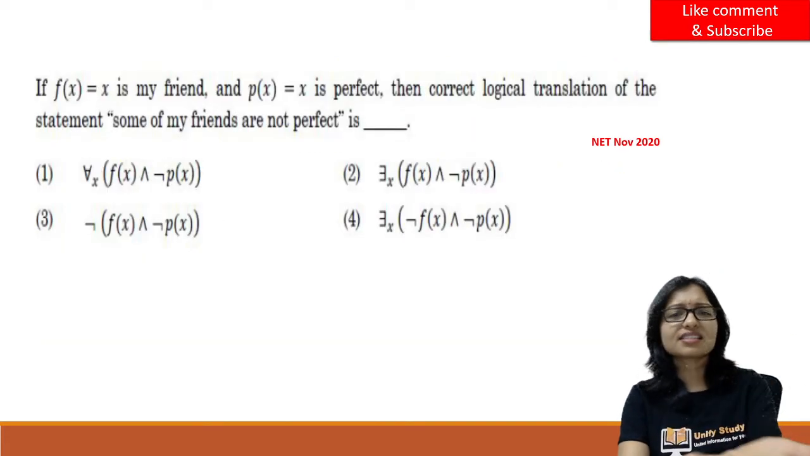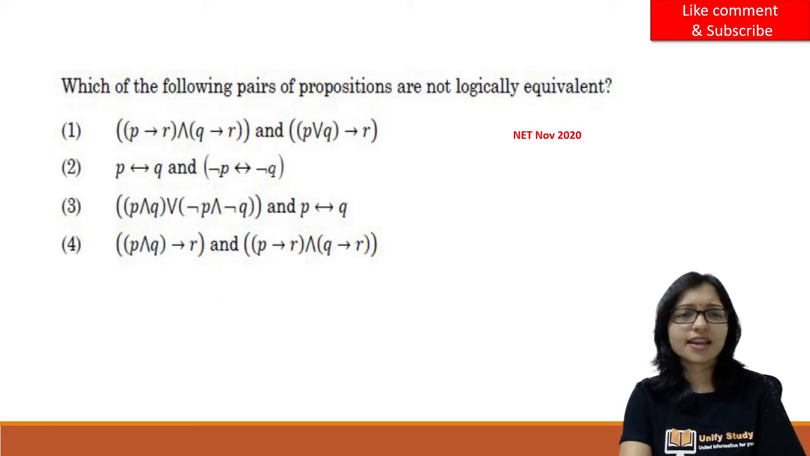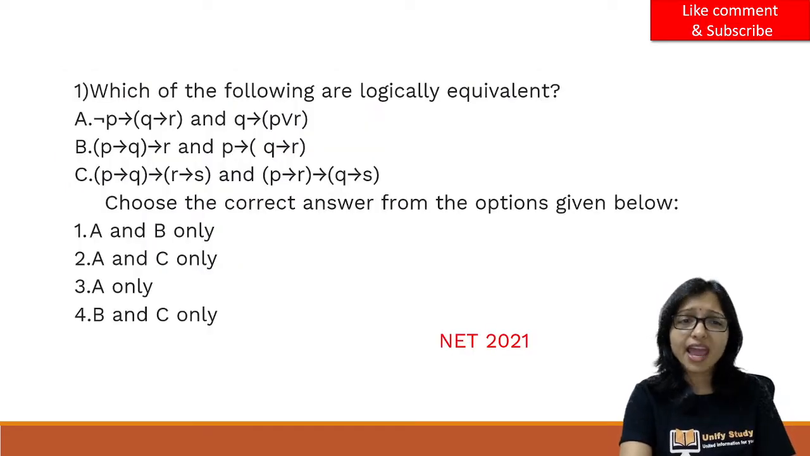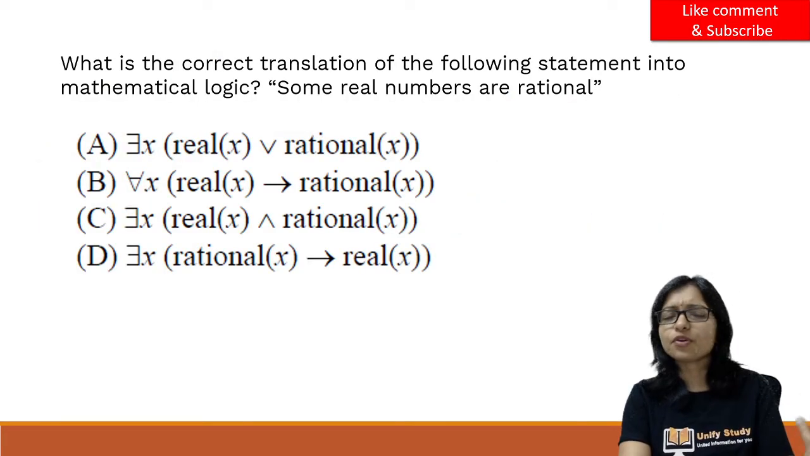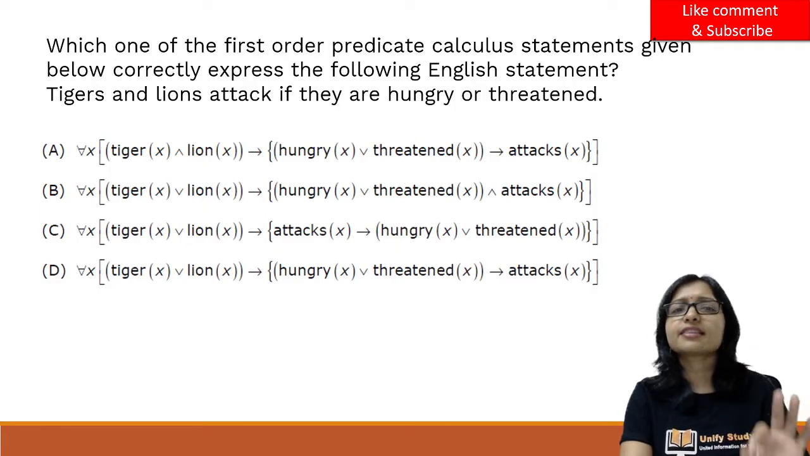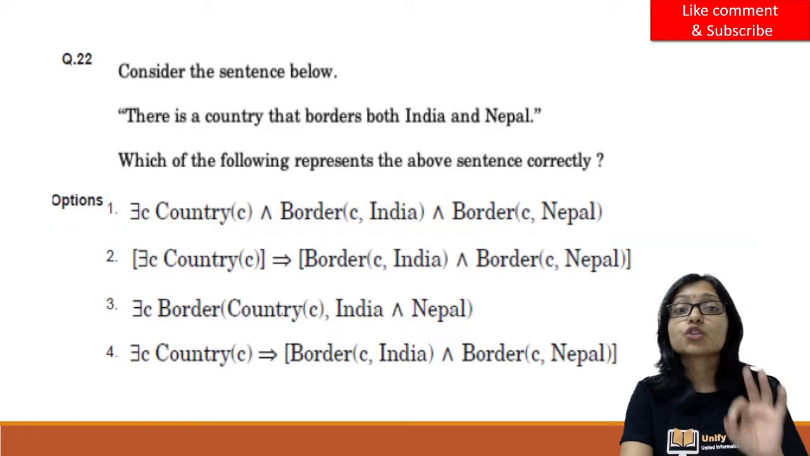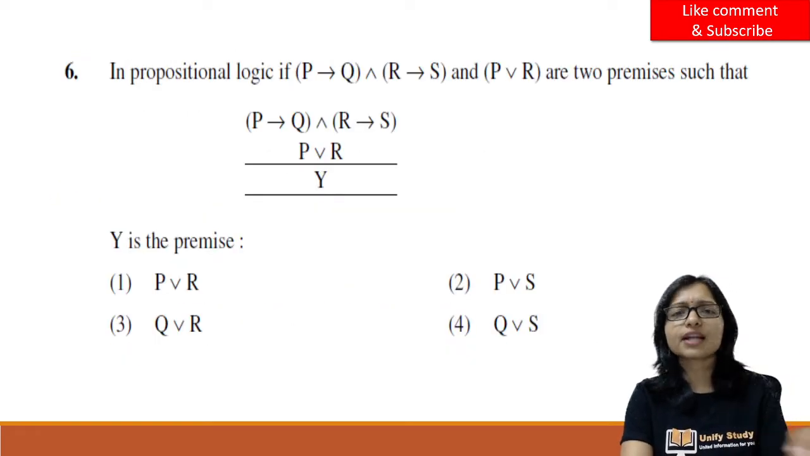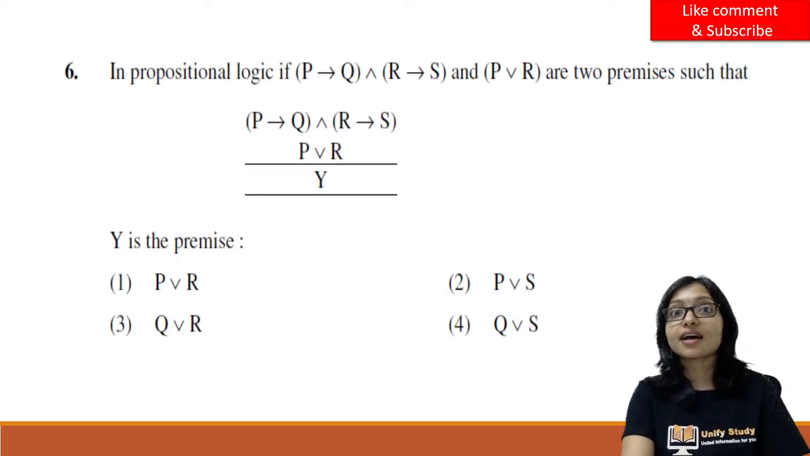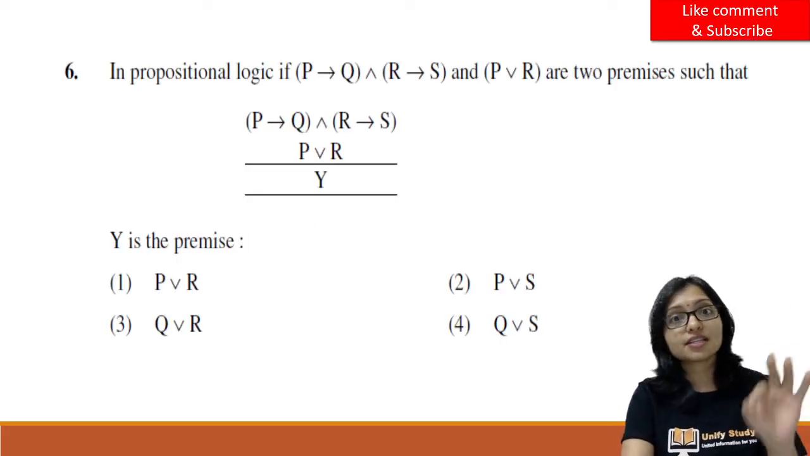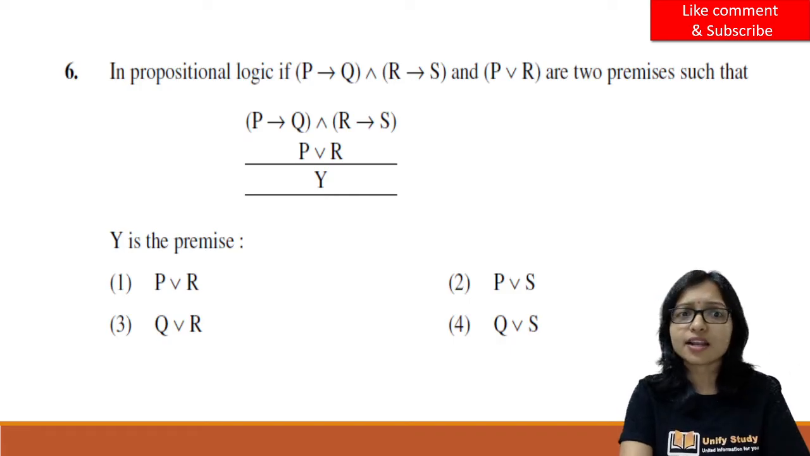What is this symbol? For all, there exists, implies, where to use and, where to use or. You are getting confused, right? So if you are getting confused, then definitely this video is for you to know all the answers perfectly, and not only the correct answer, but why the other answers are wrong. You have to understand that also.